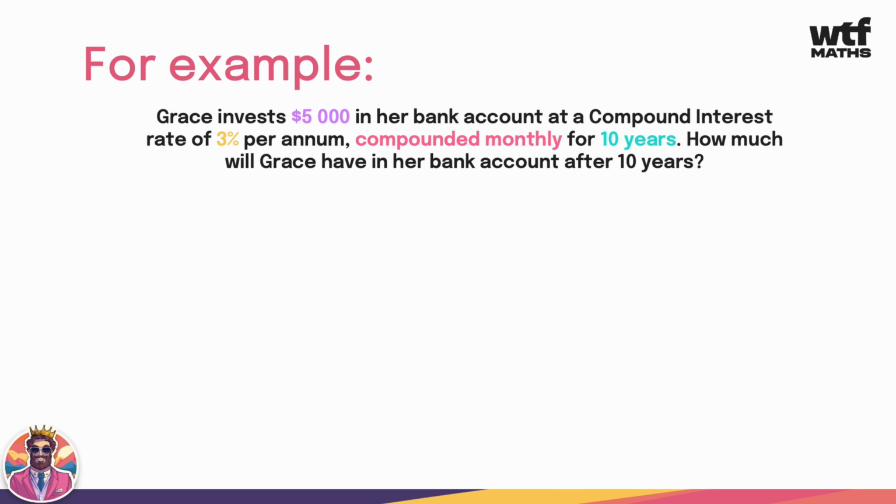Here's an example. So Grace invests $5,000 in her bank account at a compound interest rate of 3% per year, compounded monthly for 10 years. How much will Grace have in her bank account after 10 years? So the first thing we do is look at our formula again and we get our letters and fill in what we know.